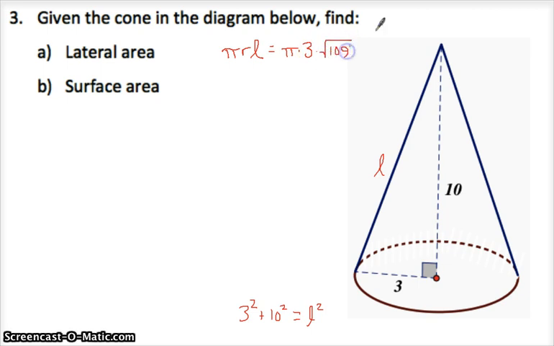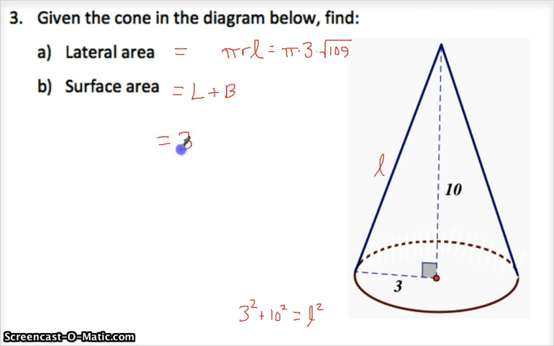And really, you can't really simplify that anymore. It's 3 times the square root of 109 times pi. So I'm just going to kind of leave it like that. I don't think there's any better way to write that. Maybe rearrange the 3 and the pi. Not worth my time. Surface area is that lateral area plus the area of the circle.